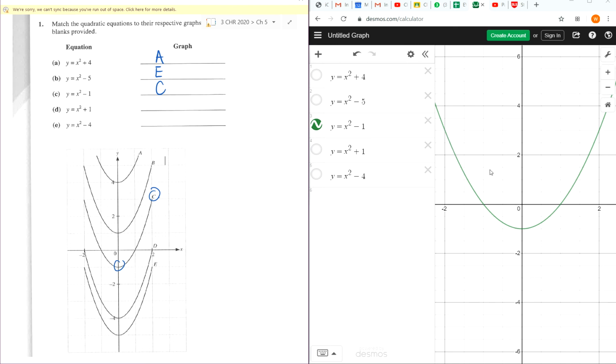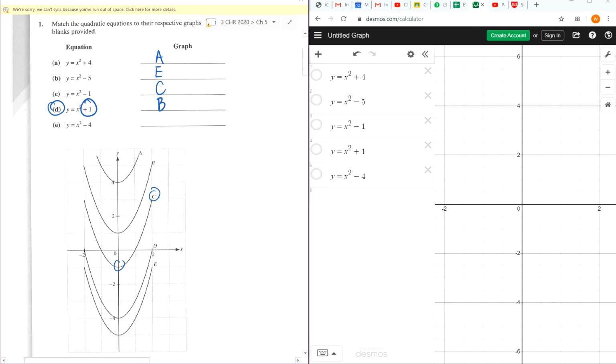Now in this green graph, it intersects at negative 1. Notice that the constant after the x squared term is negative 1. How about this? The graph ending with negative 5 cuts at negative 5. The graph that ends with plus 4 cuts at positive 4. So make a guess. What should the graph of equation D look like?